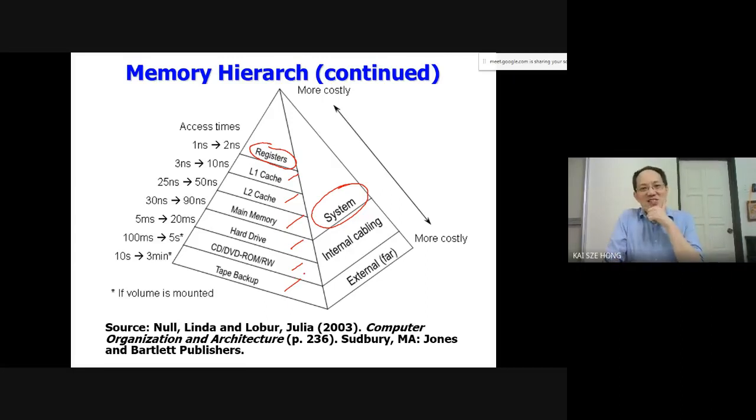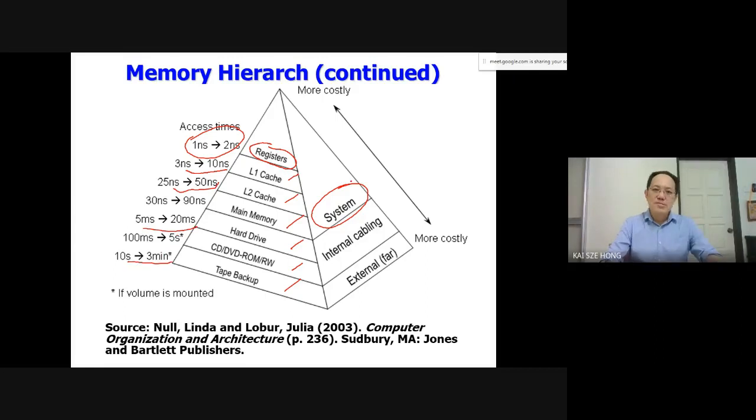So when we look at this, you can see that the access time for the register is definitely very fast, 1 to 2 nanoseconds. So very, very fast. And the access time for the L1 cache is also very fast, right? 3 nanoseconds to 10 nanoseconds. Therefore, the L2 cache is a little bit higher. Then come to the hard disk, it's milliseconds. Then come to the tape backup, it's 10 seconds.